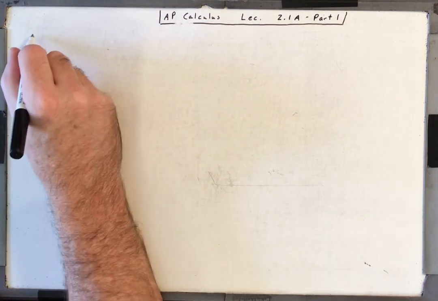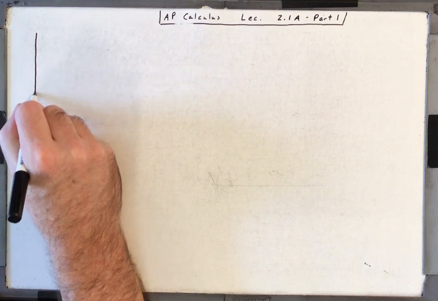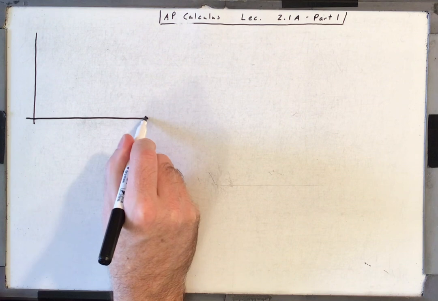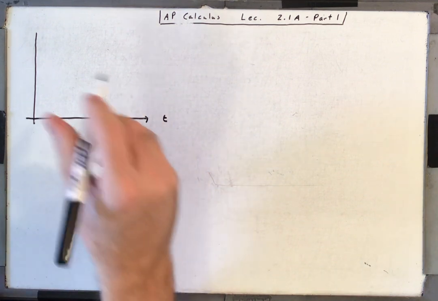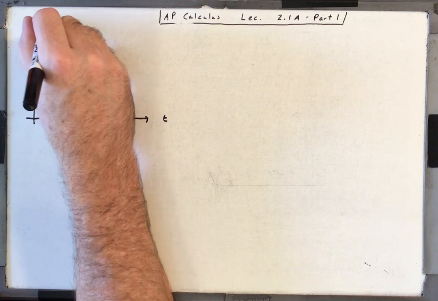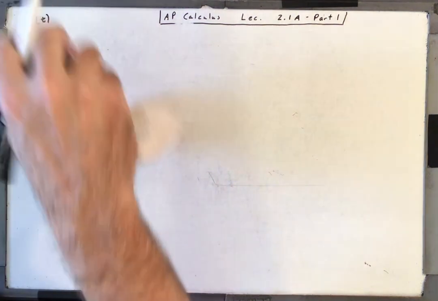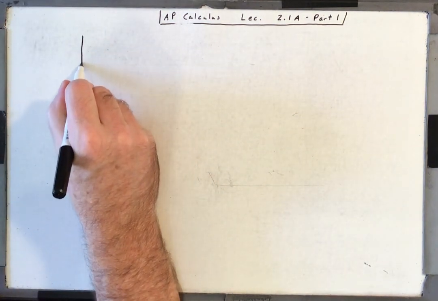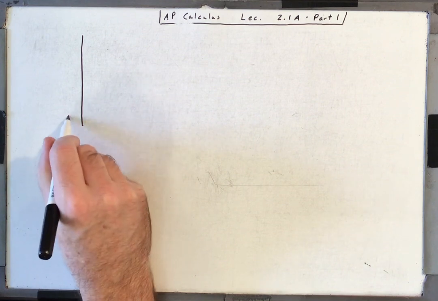Okay, let's draw this again. Draw the graph again, not the biker. So we've got time, position. In fact, I drew this too close to the left side of my board, so give yourself a little space on your notes. If you need to erase, I'm sorry about that.